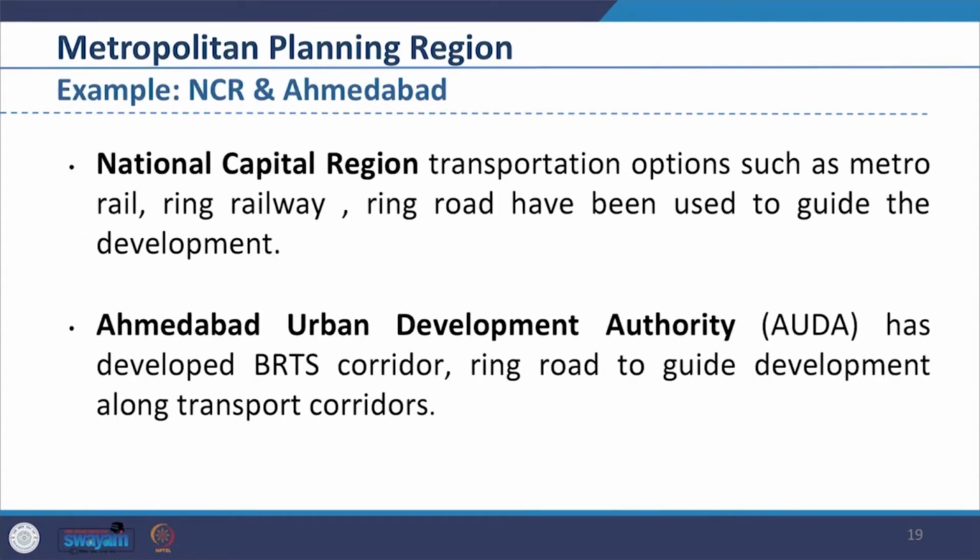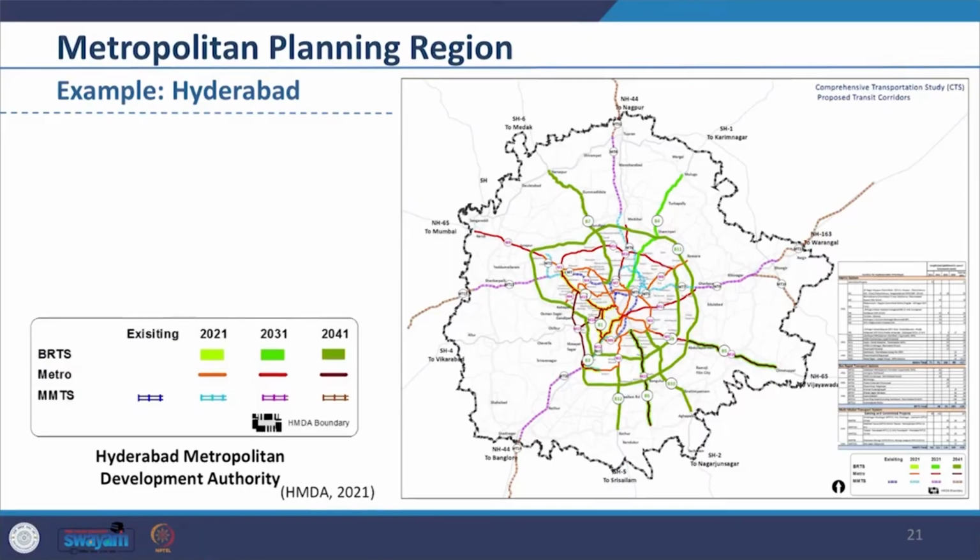In the National Capital Region, transportation options such as metro rail, ring railway, ring road have been used to guide the development. Ahmedabad Urban Development Authority, AUDA, has developed BRTS corridor, ring road to guide development along the transportation corridors. Hyderabad Metropolitan Development Authority has used a transit-oriented development plan for the city using metro corridors, MMTS, potential BRTS, LRT and outer ring road. They have developed a transit-oriented development plan to develop the metropolitan area.